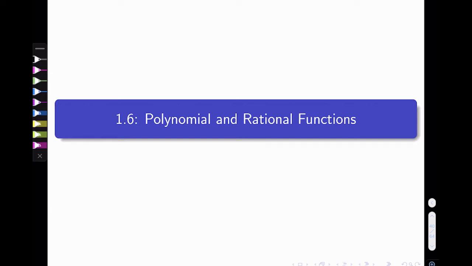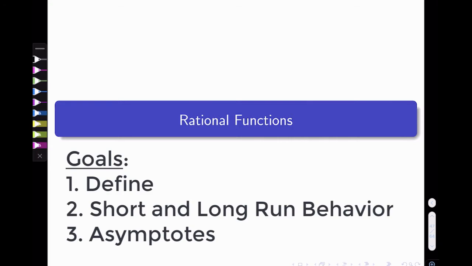This is part 2 of section 1.6, polynomial and rational functions. We will be covering rational functions in part 2. The goal of this video is to define a rational function, discuss the short run and long run behavior of rationals, as well as define what an asymptote is.